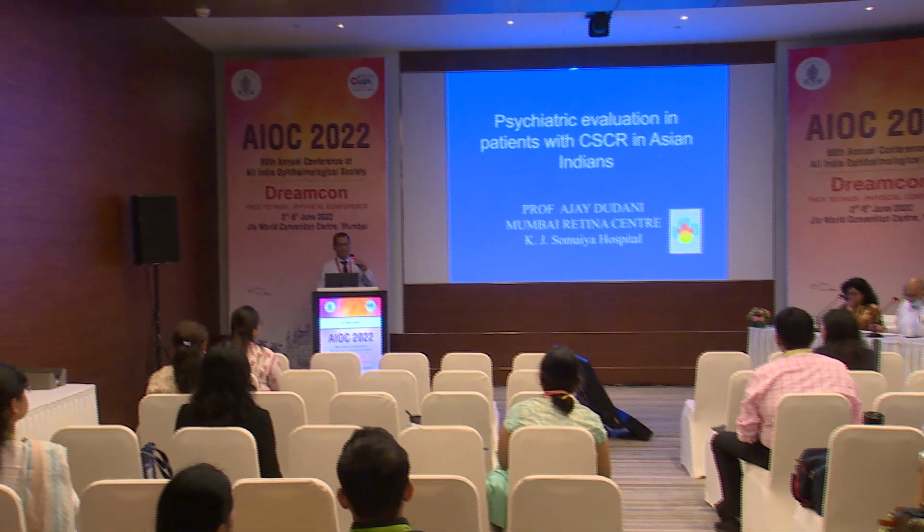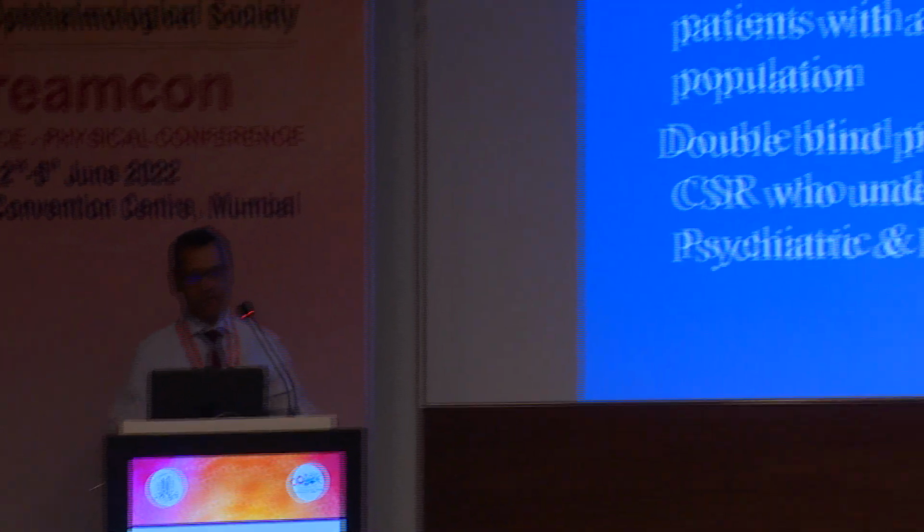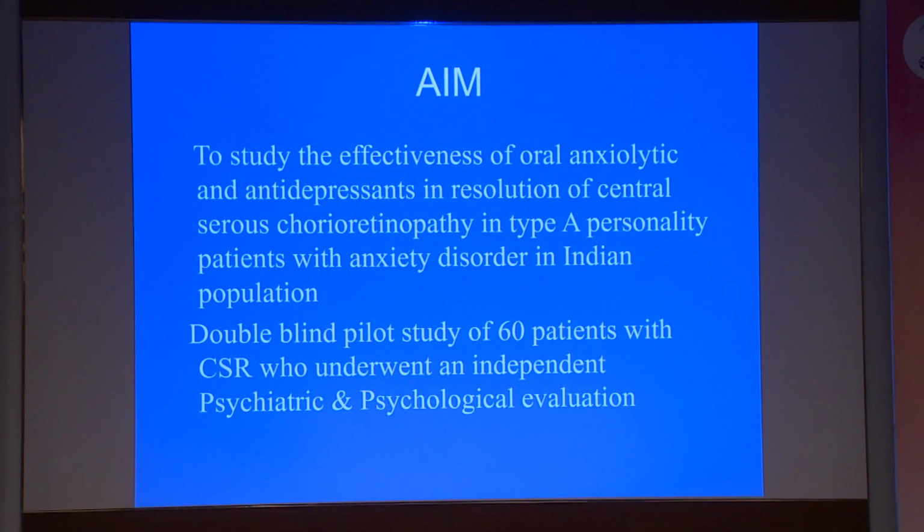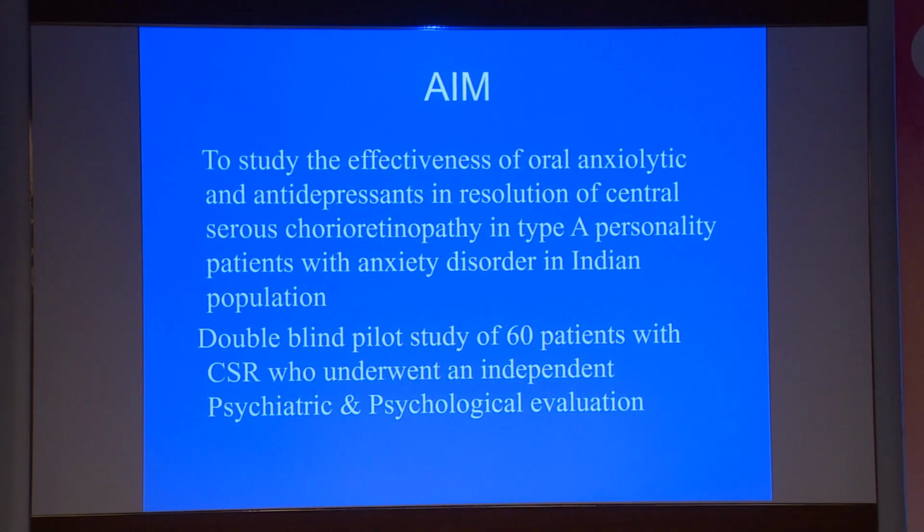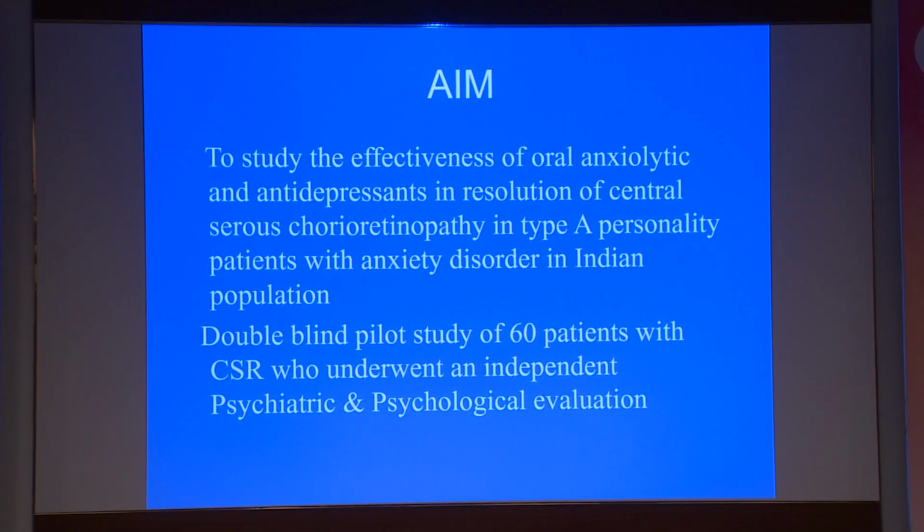So we are talking about the study which we are doing about psychiatric evaluation of patients with CSCR. We all are aware what CSCR is. It's an idiopathic localized serous detachment. It's usually unilateral and may be associated with pigment epithelial detachment. So the aim of this study was to see the incidence of type A personality patients developing psychiatric disorders and the effectiveness of treating them with oral anxiolytic treatment.